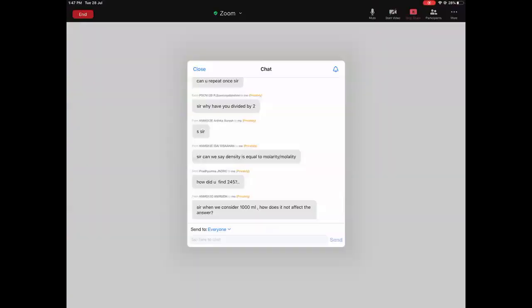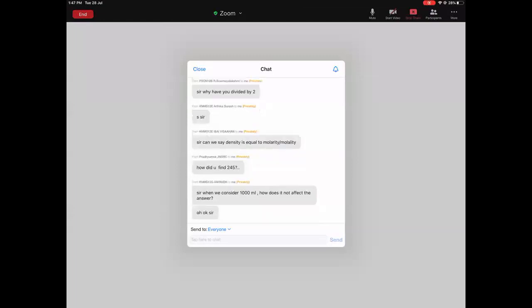When we consider 1000 ml, how does it not affect the answer? What do you mean? When we consider 1000 ml, but we converted it into grams, no? So after you have heated it, the molarity may change, no problem. So it doesn't affect the answer.